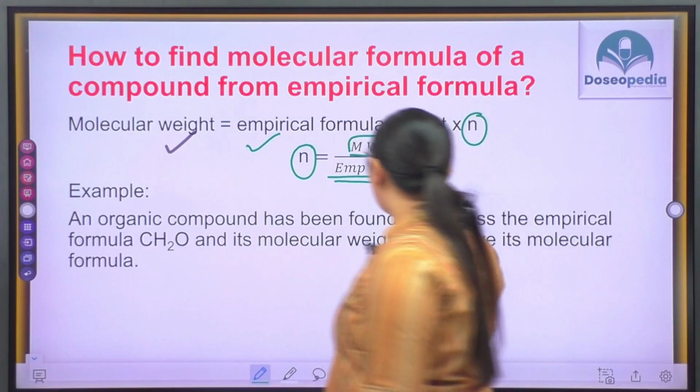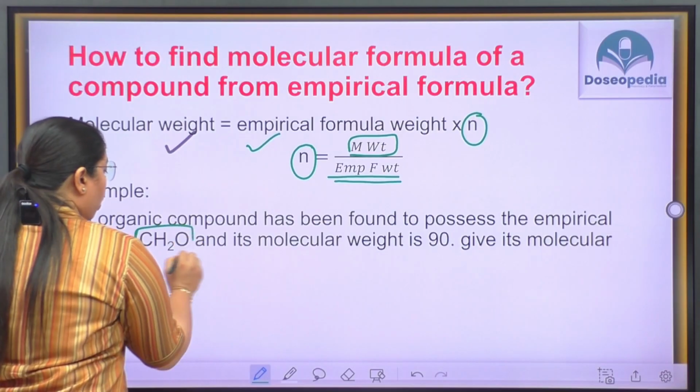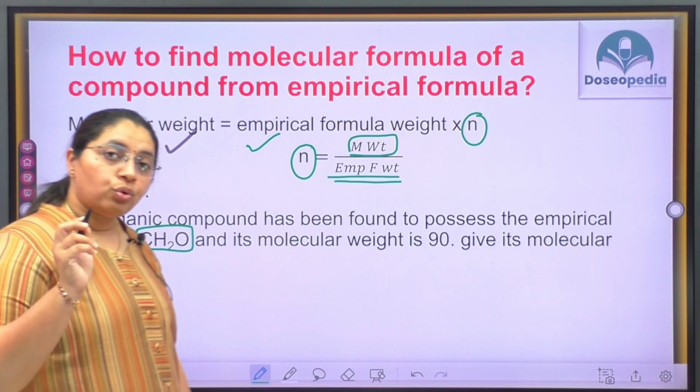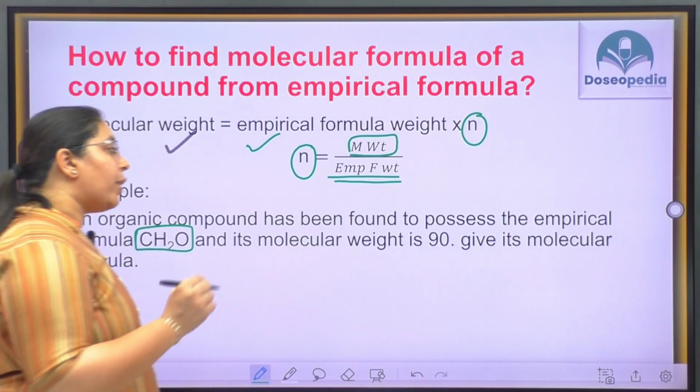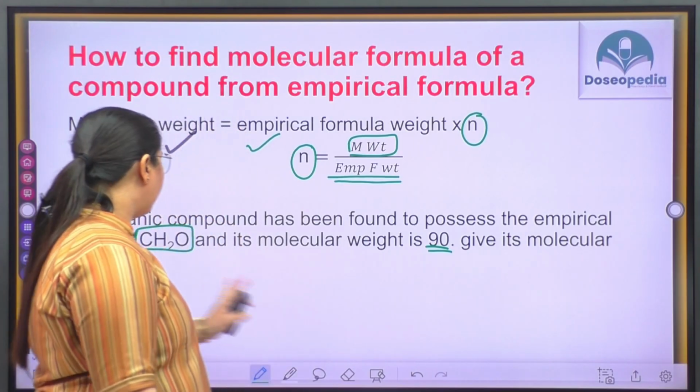An organic compound has been found to possess the empirical formula CH2O. So you are given the empirical formula CH2O. Its molecular weight is also given, that is 90. Now give its molecular formula.